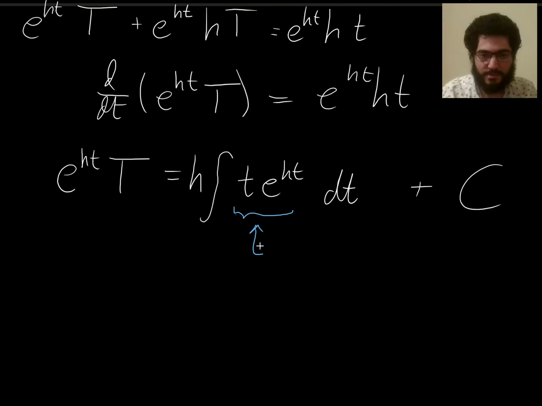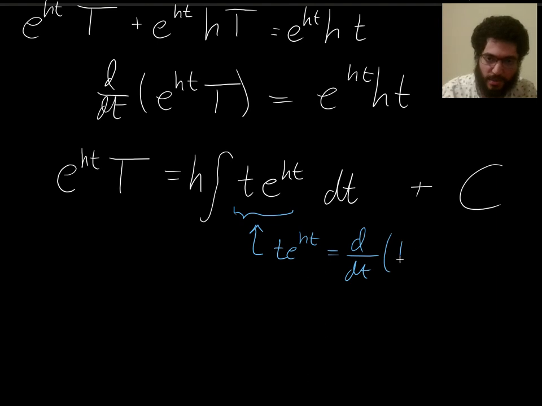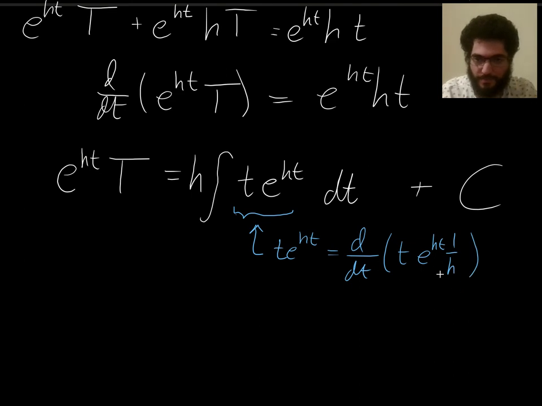This takes some effort. So this thing here, t e to the ht, is the derivative with respect to t of this product, t e to the ht over h. Sort of, not really. If you take this derivative, then you have to use the product rule, and one of the two terms is this one, but the other term is an extra, so we have to subtract that off to make this equation true. And that other term is this, e to the ht over h.